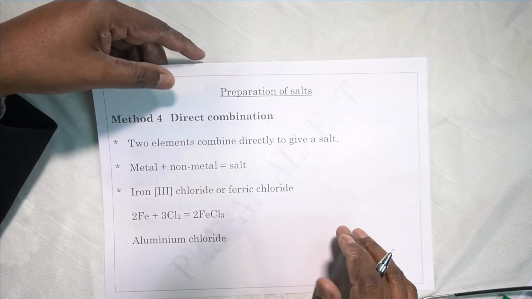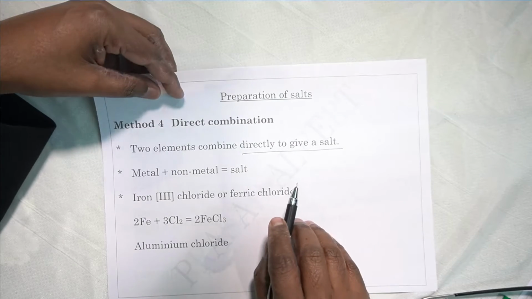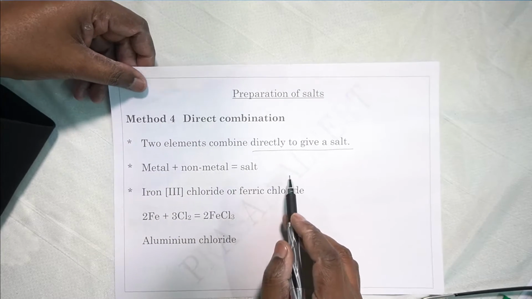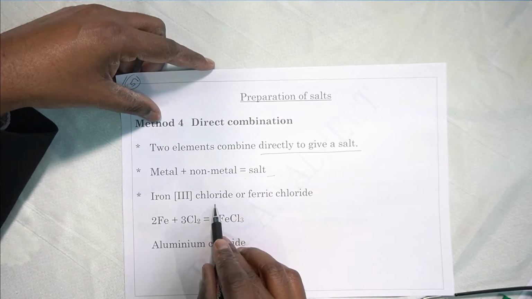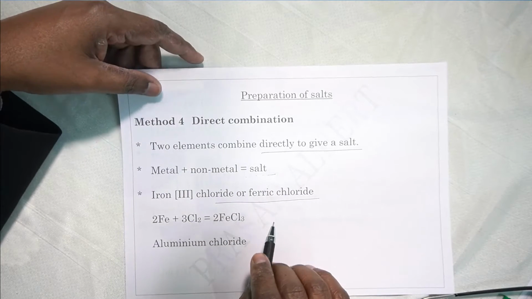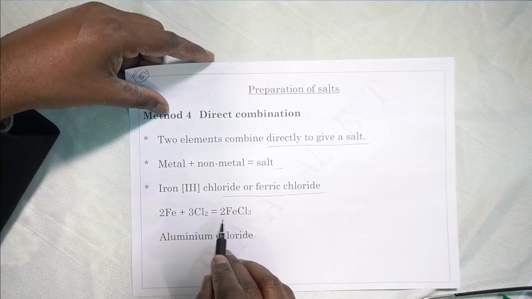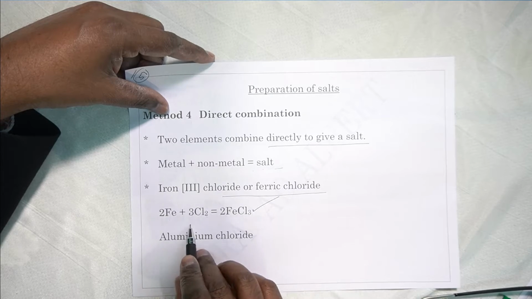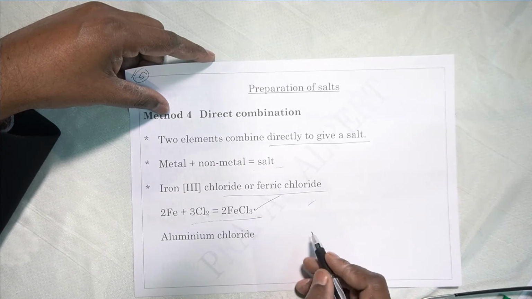Here two elements combine directly to give one salt. Very simple, we have only one example to study in class 10. So the metal and non-metal. Okay, metal plus non-metal gives a salt. Iron 3 chloride or ferric chloride is a typical example and this is asked again and again. So the reaction is the two elements combining: 2Fe and 3Cl2 gives 2FeCl3. This is very simple. So usually this is the only question that is asked in class 10.